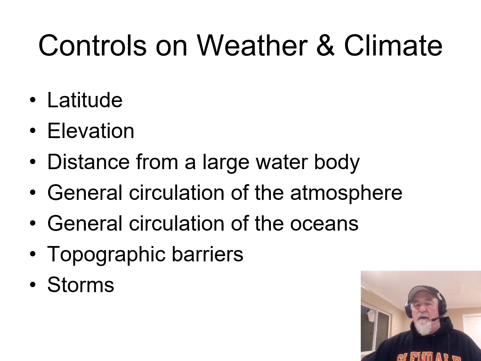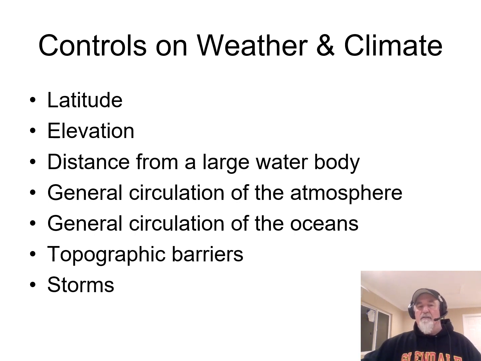Distance from a large water body. One place might be close to a coast and therefore have moderate temperatures. One place might be very far away from a coast and therefore the air would be very dry. And in that case could see warm temperatures in the summer and pretty cold temperatures in the winter. Could also have warm temperatures during the daytime and very cold temperatures at nighttime.